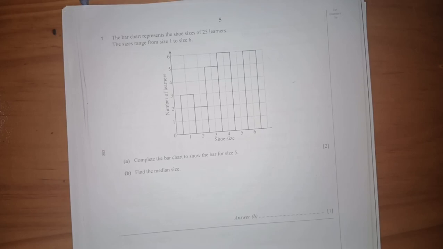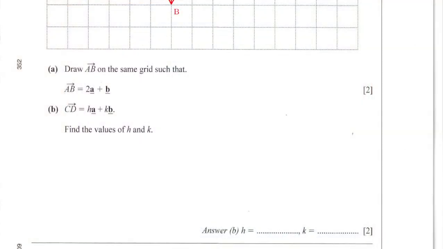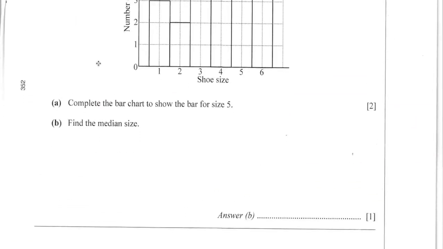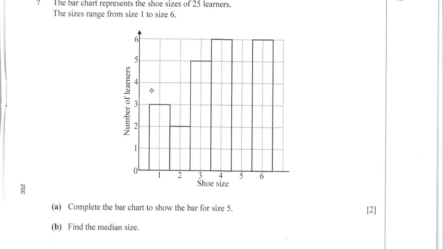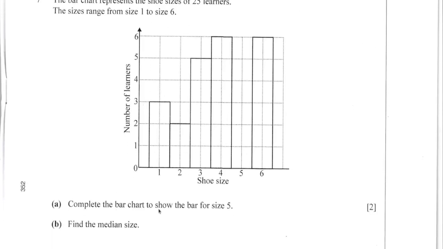Come back here, go to question number 7. The bar chart represents the shoe size of 25 learners. The sizes range from 1 to 6. Now complete the bar chart to show the bar for size number 5.